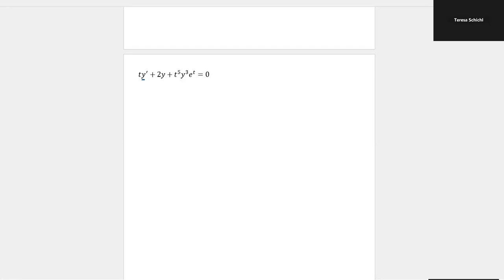This is y prime, this is 2y, this is y cubed. So this is pretty good. These are like linear terms. They don't have a y and the y prime linked together. The next thing we find is also good: the function in front of the y is always a function of the independent variable t, like p(t), q(t). So we know this gives us a pretty good candidate, the Bernoulli equation.